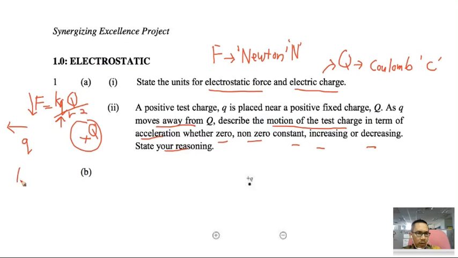So according to Newton's second law, F is equal to ma. m is constant. When the F decreases, a decreases. F is proportional to a. So the answer is a decreases because F decreases because r increases.